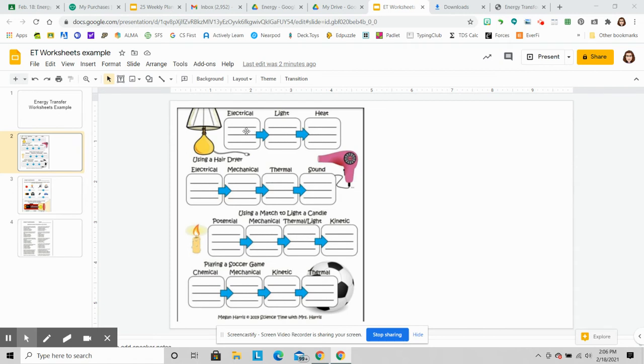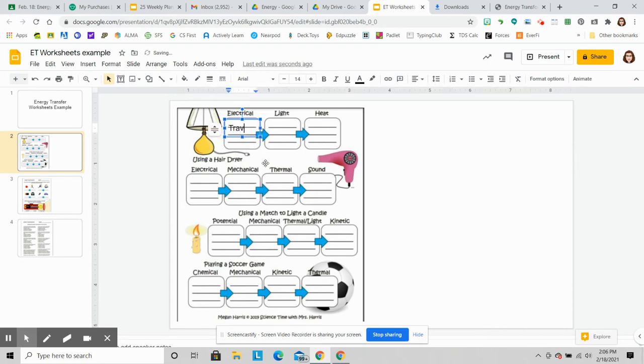So on your worksheet on the website, you should be able to click on these boxes and type in them. So electrical energy, I know, travels through wires. So travels through wire to lamp. I think your box on the website will let that fit in there a little bit better. There, if I shrink it down, it does a better job. So that's the electrical part of plugging in a lamp.